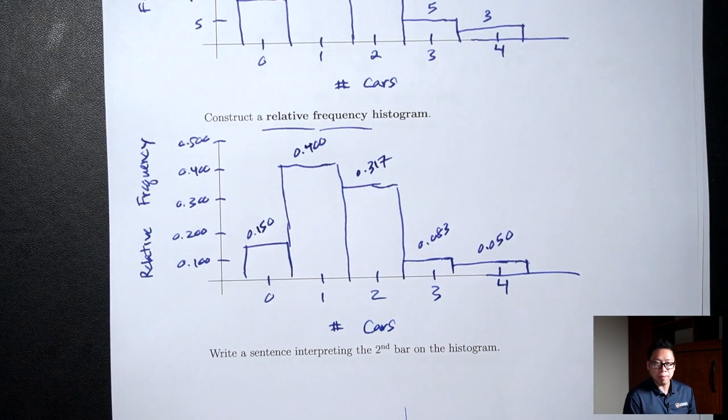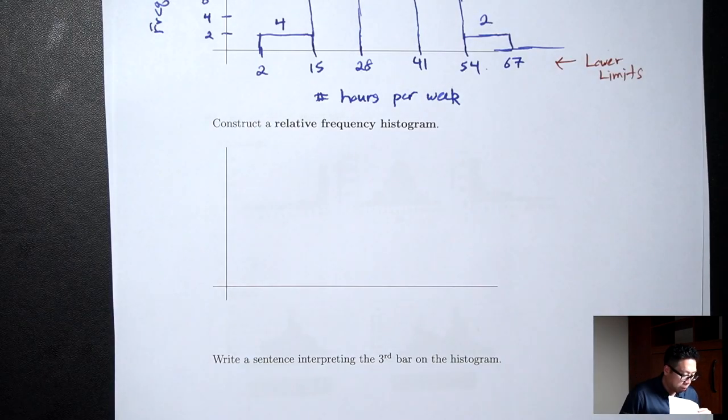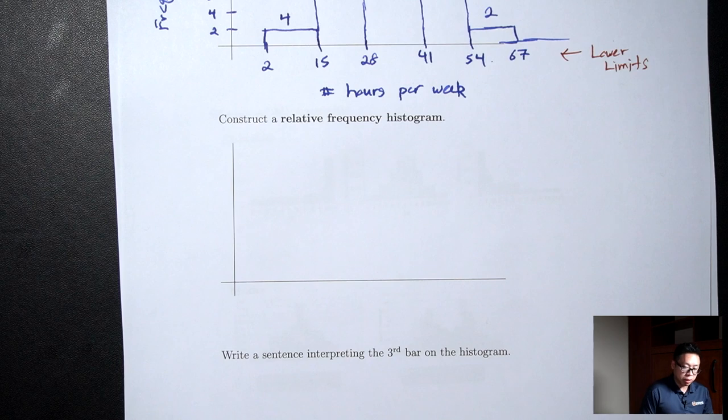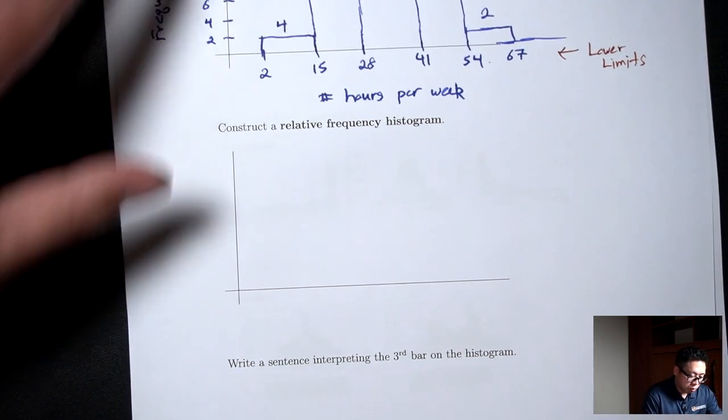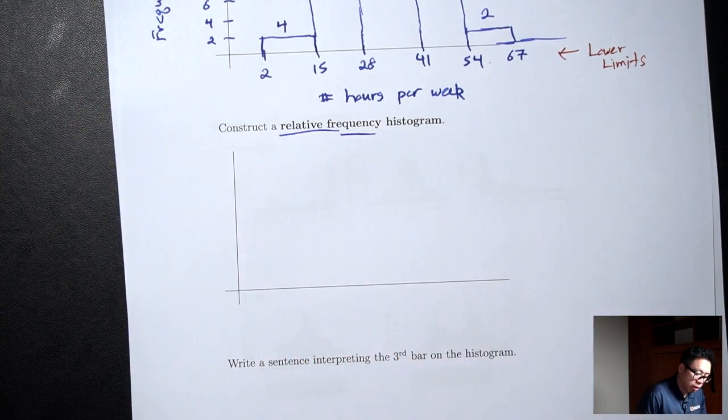compare and graph. Now, let's go to situation two and make a relative frequency histogram for this one. So I'm going to put relative frequency on the y-axis.